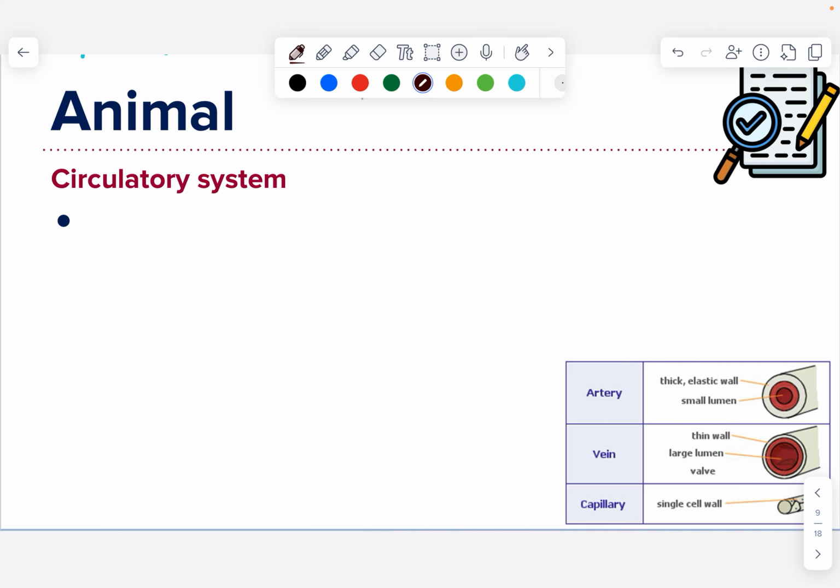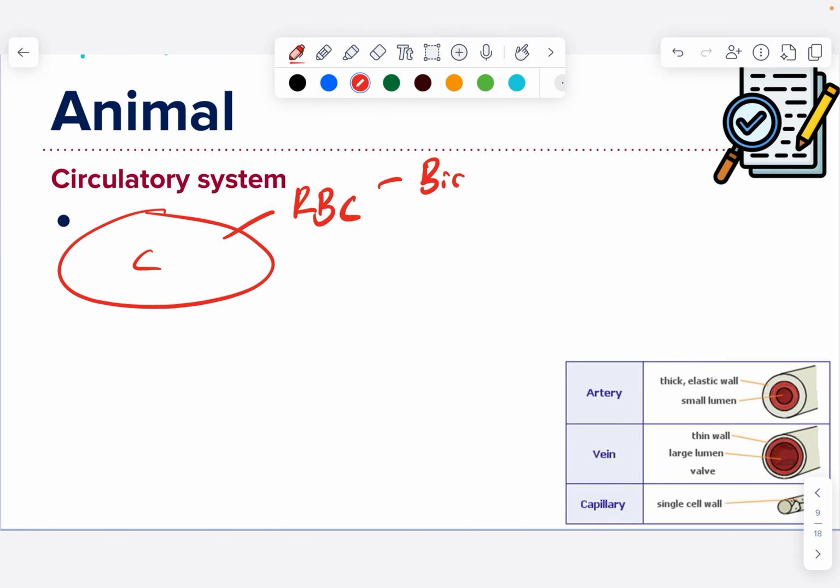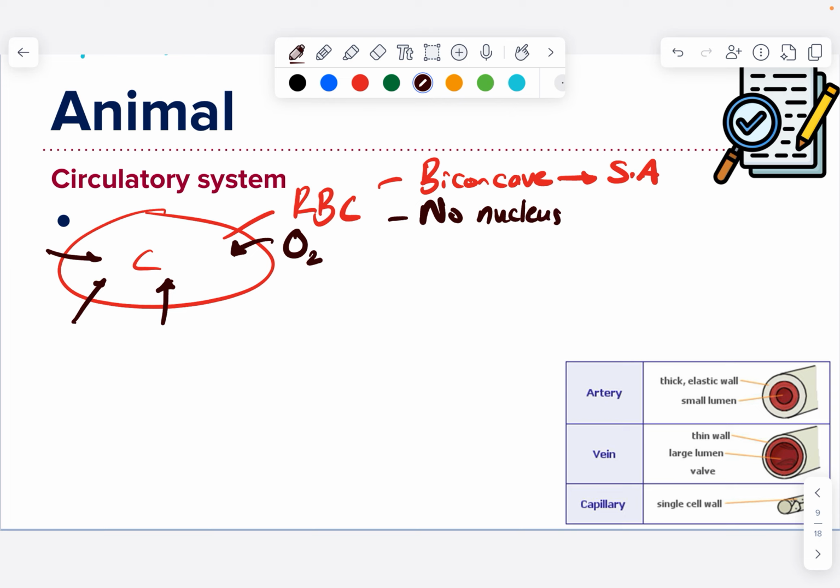Circulatory system then, probably the most simple one to start with would be a red blood cell itself. So a red blood cell is biconcave, which increases the surface area. So what we're talking about there is it provides more area for oxygen to enter. Second adaptation is it has no nucleus, which means it has more space for hemoglobin.